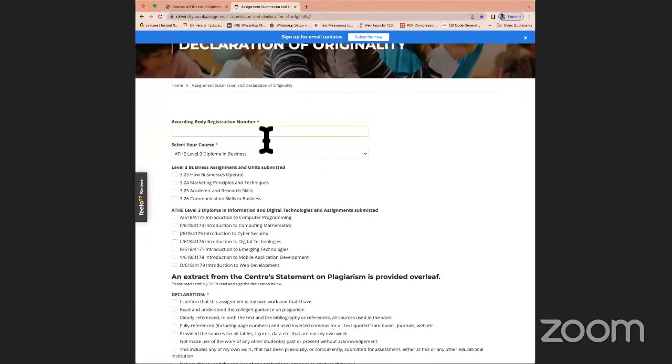So here is where you would need to write down your awarding body number, which is normally 603. Some of you have had your own numbers which have been received. For some of you, the numbers might be pending. If that is the case, then my suggestion would be to just write your name, so that we know who is the person who's filling in the form.